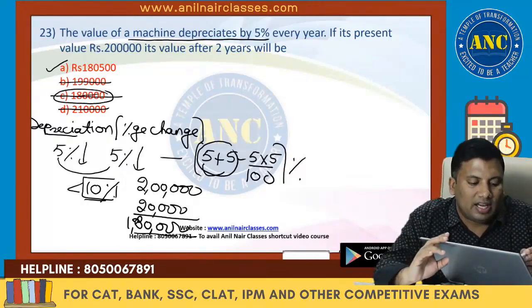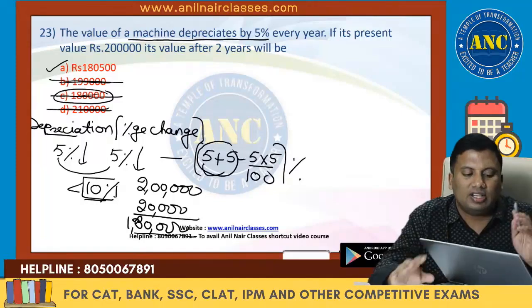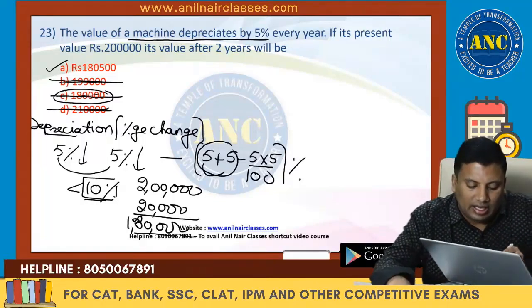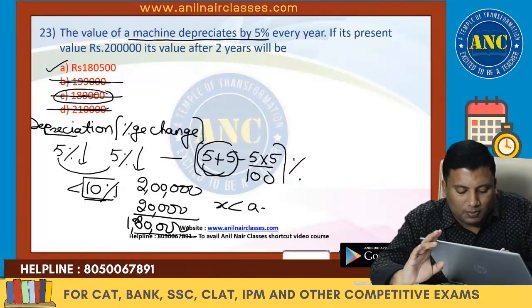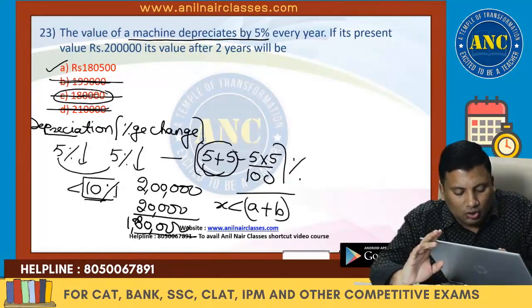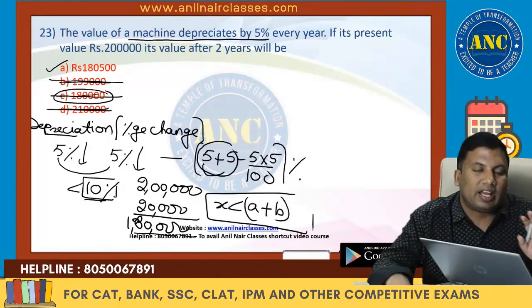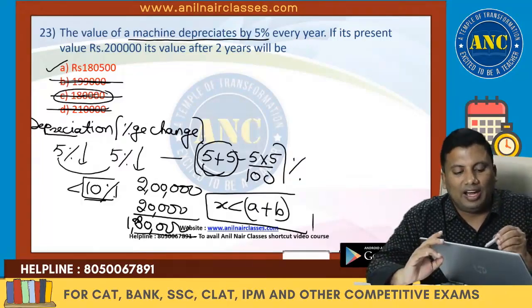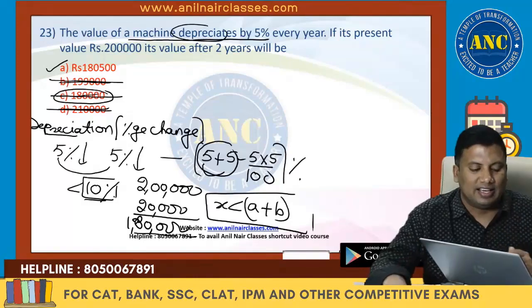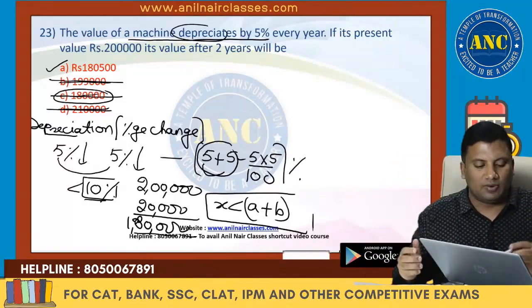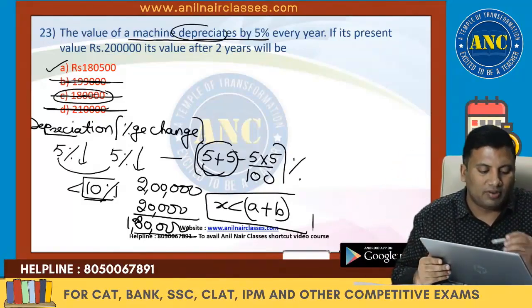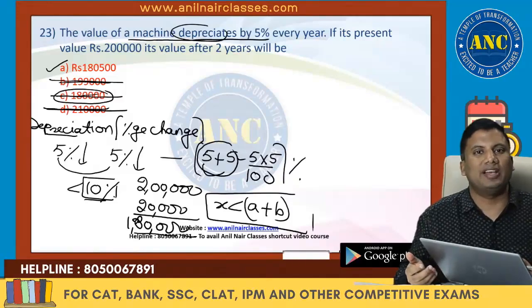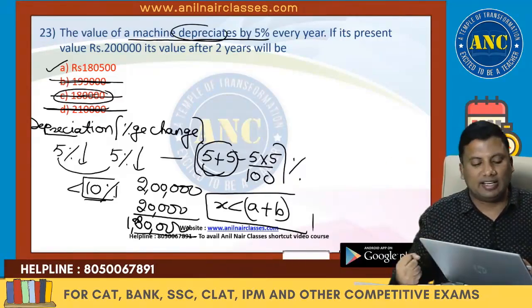This cannot be the answer, this cannot be the answer, and this cannot be the answer. So X is less than A plus B. You can use it to eliminate answer options. It cannot be 1,80,000, it cannot be 1,99,000. See, the value of a machine is decreasing. If it is decreasing, the price will go down, right? How come it will be 2,10,000? The price cannot increase if there is a percentage decrease.